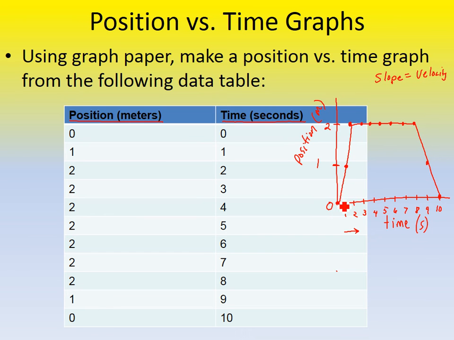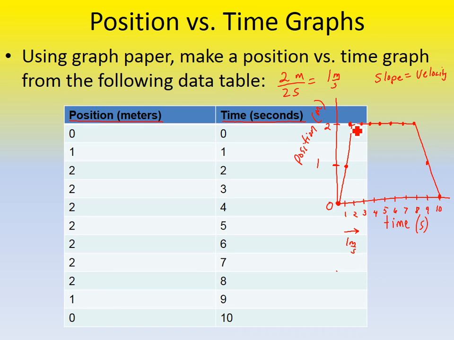How do we find the velocity? It's rise over run. How much did it rise? To 2. To what? Meters is the unit. How much did it run in the first 2 seconds? 2 seconds. So what's its velocity here? 1 meter per second. So it's going 1 meter per second to the right for the first 2 seconds.